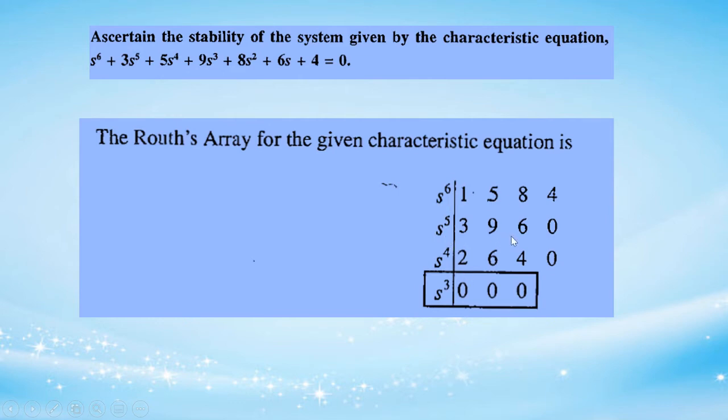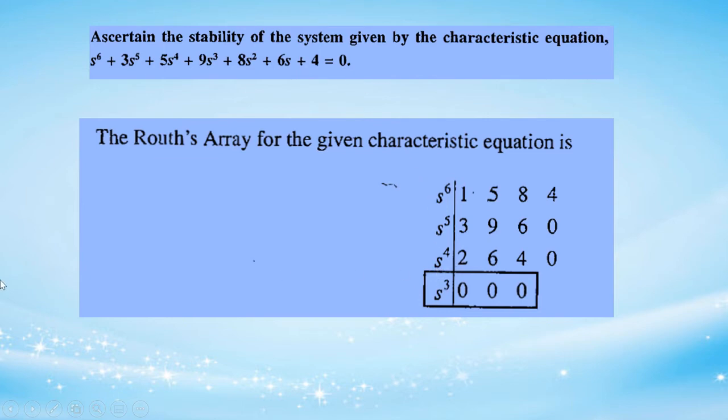The first two rows can be filled by looking into this characteristic equation. The highest power is s to the power of 6. So write the coefficients of the even powers of the equation, that is 1, 5, 8 and 4. The second row is the coefficients of the odd powers in this characteristic equation, that is 3, 9, 6 and 0.